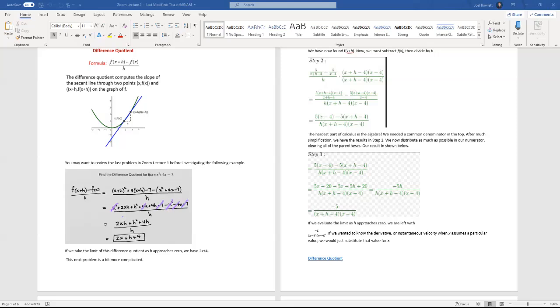Since we have 3 terms here in the numerator, this is essentially 3 fractions. In other words, we have 2xh over h plus h squared over h plus 4h over h. So what would that look like? So let's see, we have 2xh over h plus h squared over h plus 4h over h.